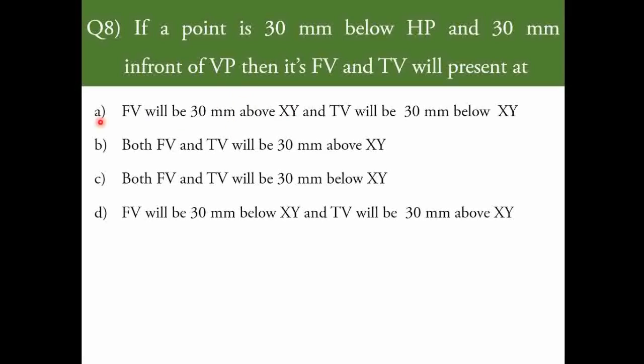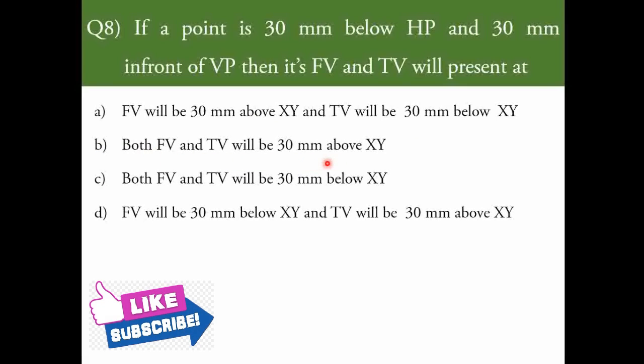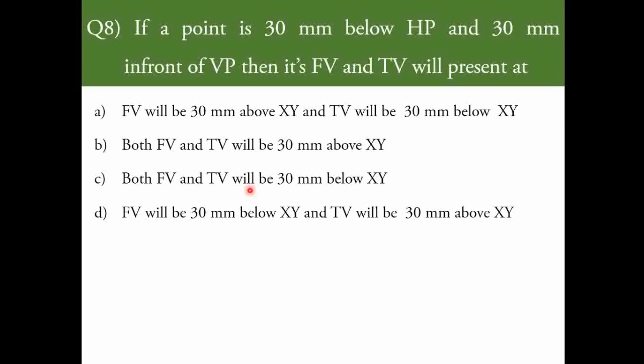As per the first option, the front view will be 30 mm above the XY line and top view will be present 30 mm below the XY line. Then second option, both the front view and top view will be 30 mm above XY line. Third option, both the front view and top view will be 30 mm below XY line. And fourth option, front view will be 30 mm below XY and top view 30 mm above XY. Now here they have given the conditions in terms of sentences.